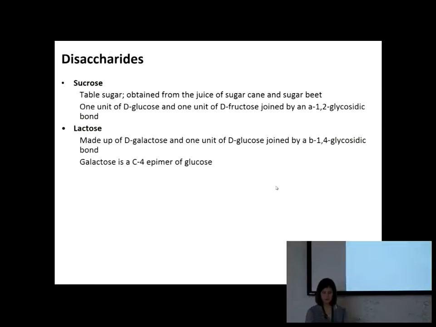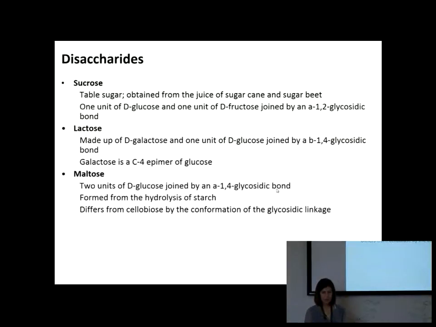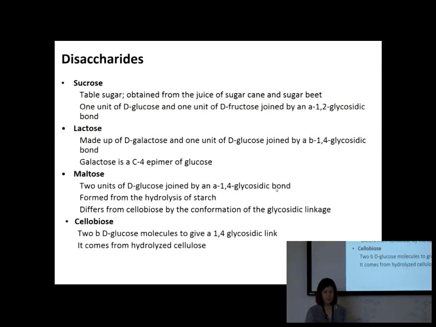All right, so sucrose, lactose, maltose, and cellulose. These are our common disaccharides. What I want you to know from these is which sugars make them up and what kind of bond holds them together. So here are the definitions of them. But really what I want to do is look at the next slide. So here's just a companion slide.